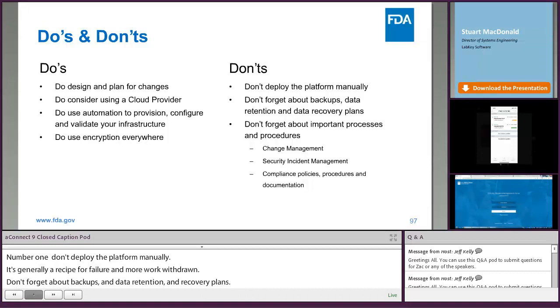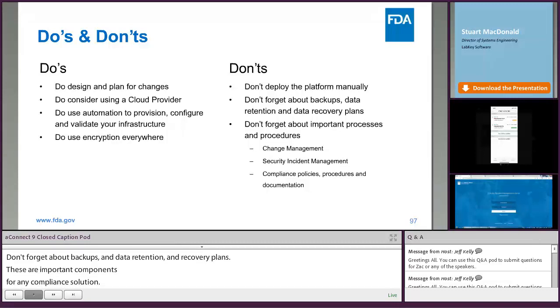And likewise, number three on the don't side, don't forget about the important processes and procedures. While I didn't cover it today, you really need a strong change management process, security and incident management processes, along with comprehensive compliance policies, procedures, SOPs, and documentation package. All of those are important components to your compliance solution.